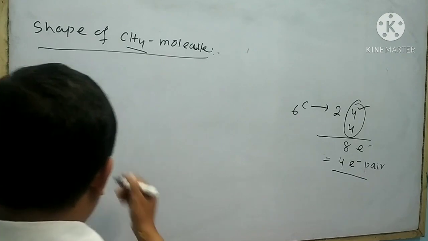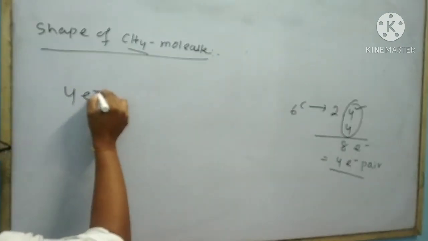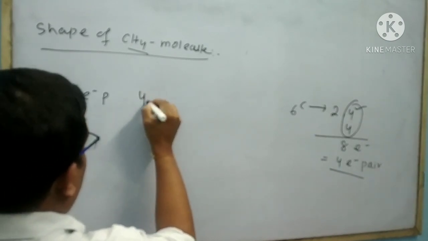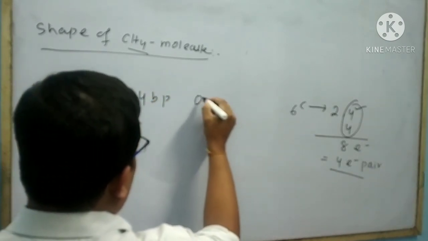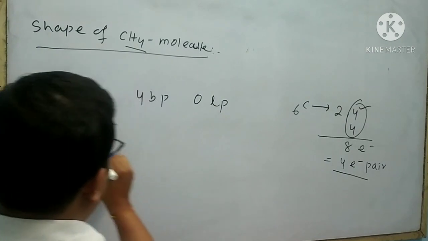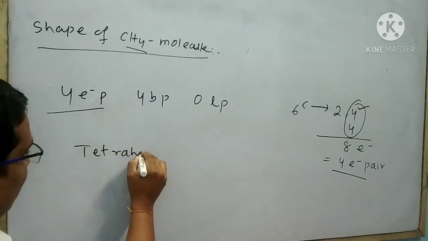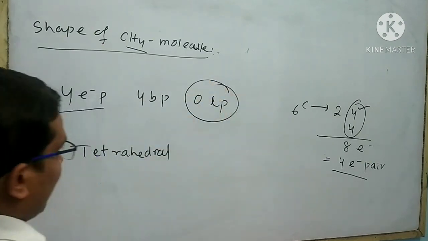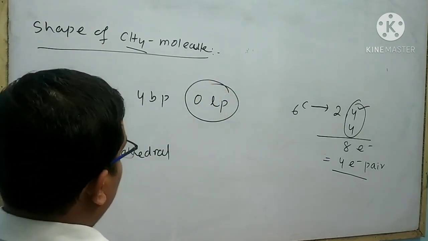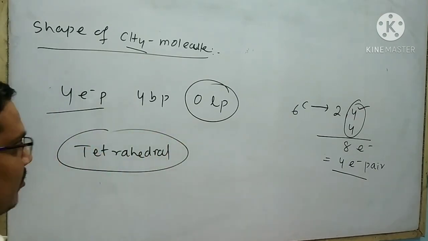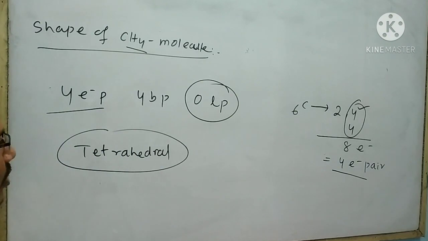It is clear that there are 4 electron pair. Among the 4 electron pair, all are bond pair. There is no lone pair. Since there are 4 electron pair, the geometry is tetrahedral. Since there is no lone pair, the shape or structure of CH4 molecule is also tetrahedral, which is equal to the geometry of CH4 molecule.